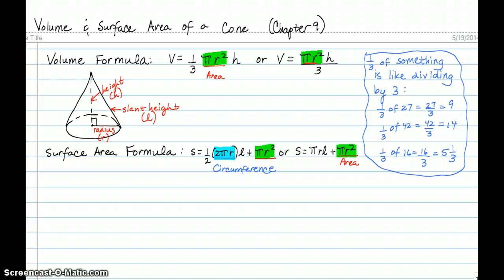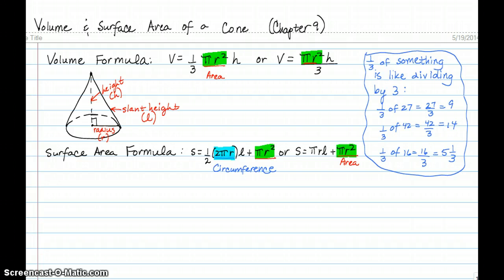This is the volume and surface area of a cone from Chapter 9. The volume formula is V equals 1/3 pi r squared h. Pi r squared is area. My preference, however, instead of taking a third of it, is to go volume equals pi r squared h divided by 3. You still have the area formula of a circle in there.